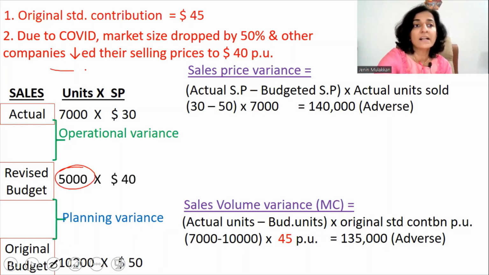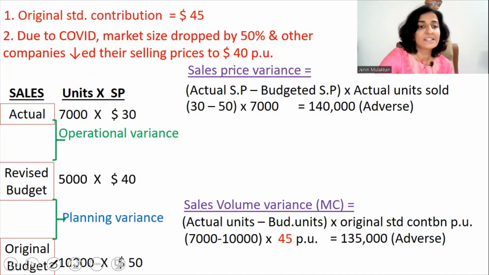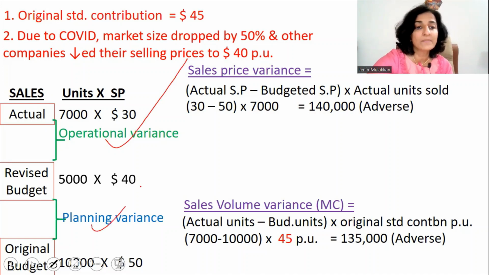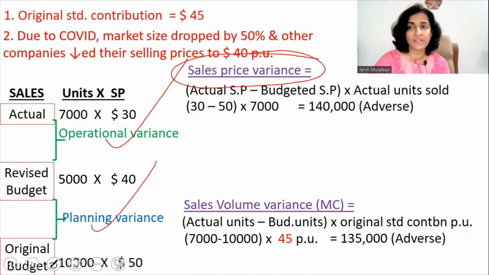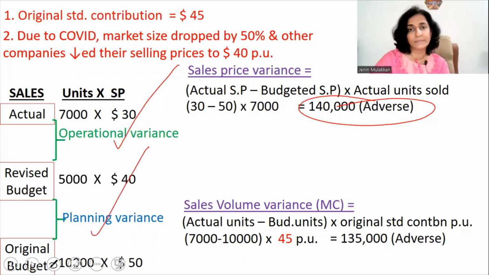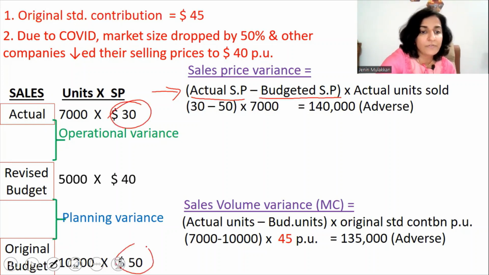And since all the other companies have reduced their selling prices to $40 per unit, even our company has to reduce the budgeted selling price to $40 per unit. So that is why the revised budgeted selling price has been taken at $40 per unit. So first we will calculate the operational variance and planning variance relating to the sales price variance. So it is quite simple. All that we have to do is split this 140,000 into the operational part and the planning part. Now listen carefully. What have we done under the traditional method? We have compared the actual selling price with the original budgeted selling price. That is 30 and 50 was compared.